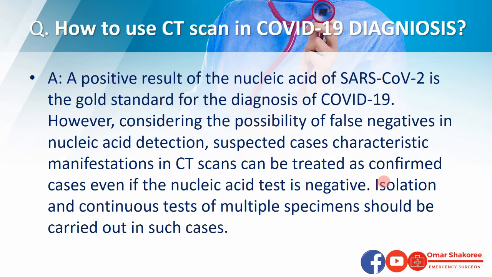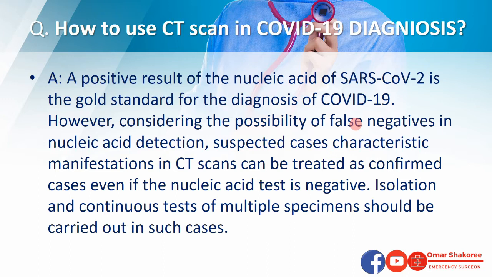The first question that we asked them: how do they use the CT scan, computed tomography scan, for COVID-19 diagnosis? Their answer was that a positive result of a nucleic acid test for SARS-CoV-2 is the gold standard for the diagnosis. However, considering the possibility of false negatives, as you know, there are false negative results for this nucleic acid detection, suspected cases with characteristic manifestations on CT scan can be treated as confirmed cases.